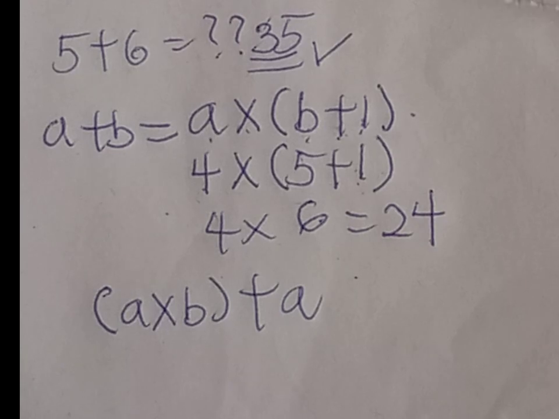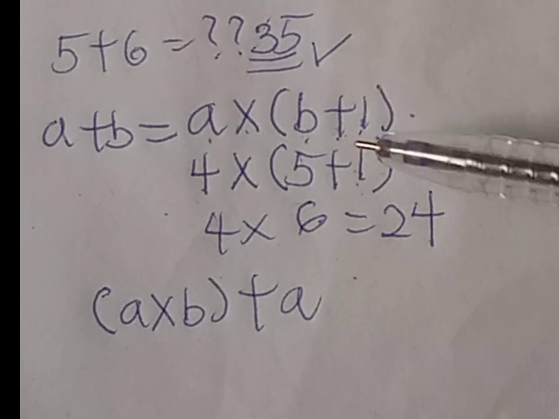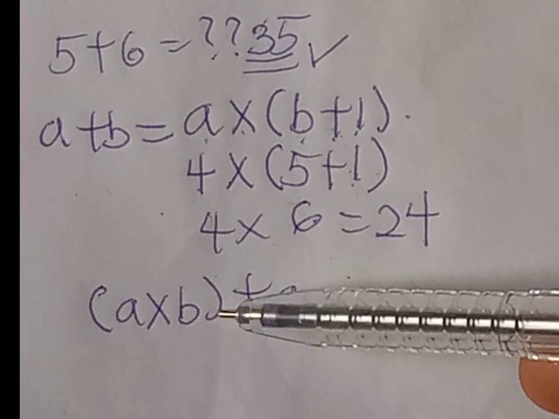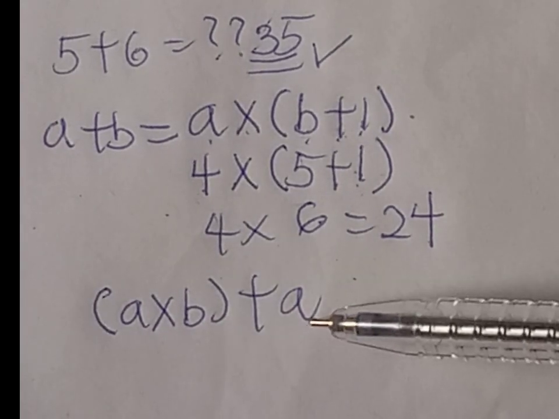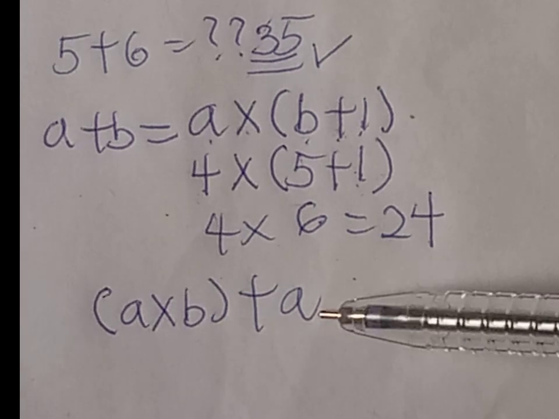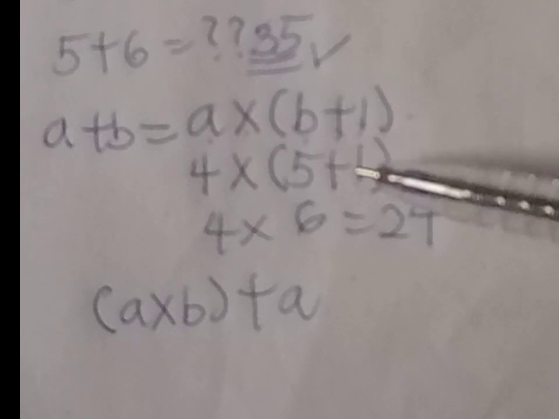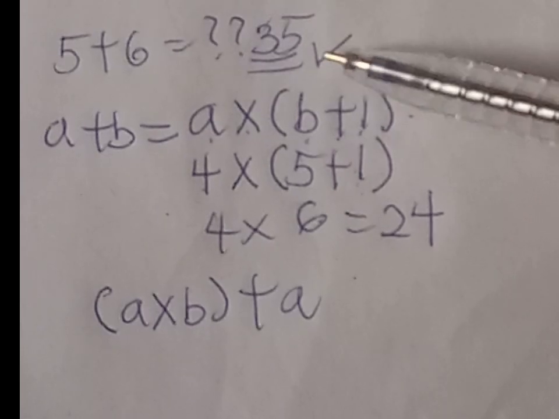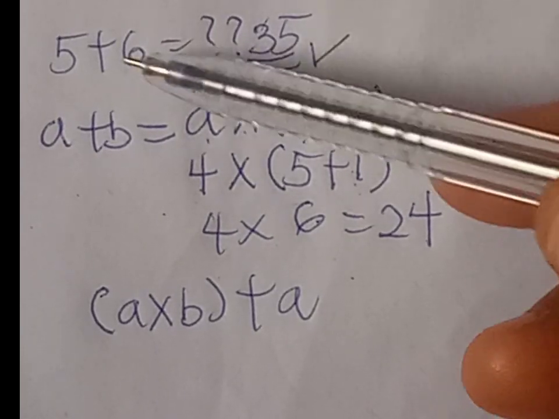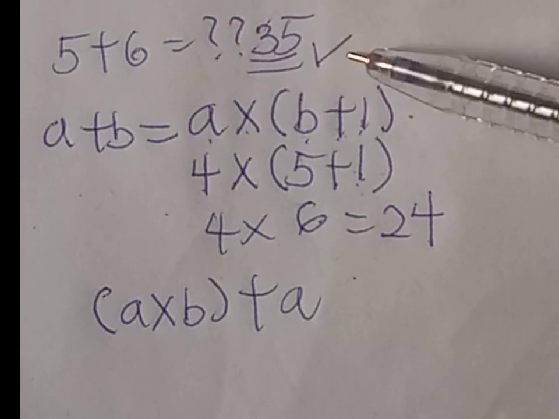In this puzzle, the simplest pattern is multiplying the numbers and what? Adding the first number to it. This is very simple compared to other possible patterns. In this puzzle now, our final answer is what? 35, and not 5 plus 6 equals 11.